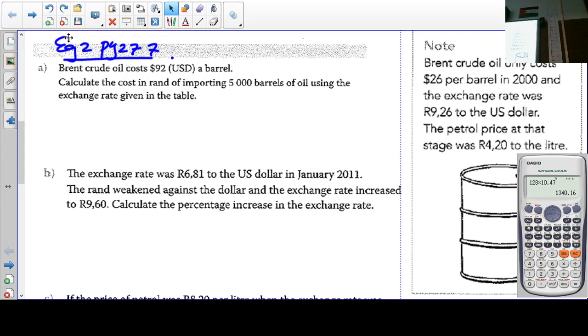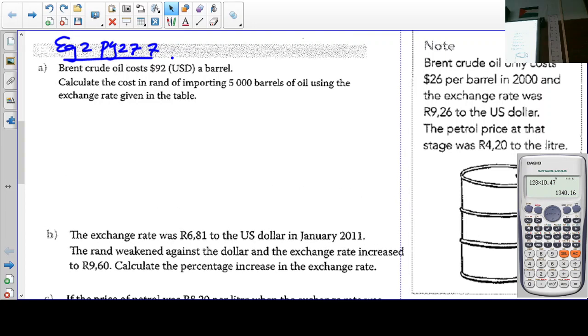The price of petrol per litre is probably 3 or 4 times that amount. So in question A, we are told that Brent crude oil cost $92 a barrel. That was in the year 2000. Here we're looking at 2011, around that year. Calculate the cost in rands of importing 5,000 barrels of oil using the exchange rate given in the table.